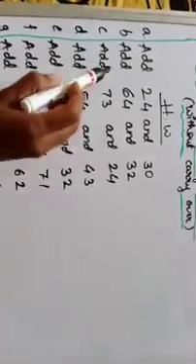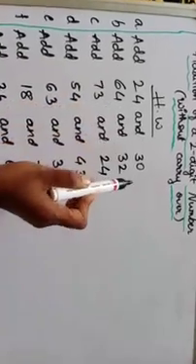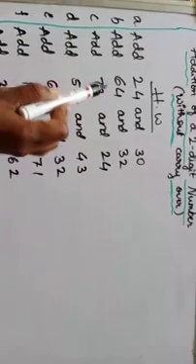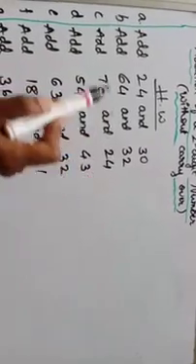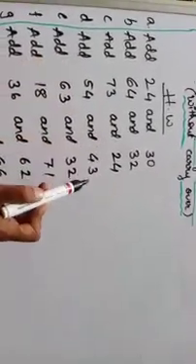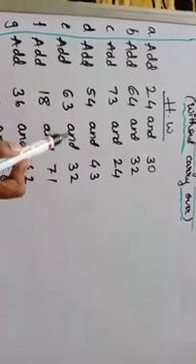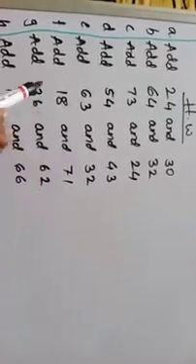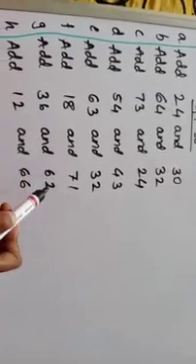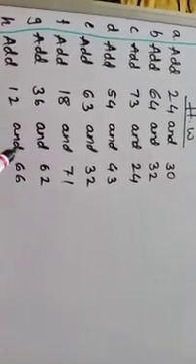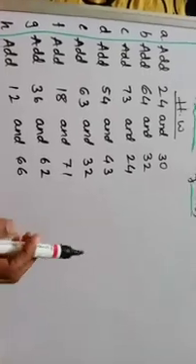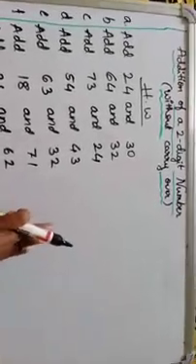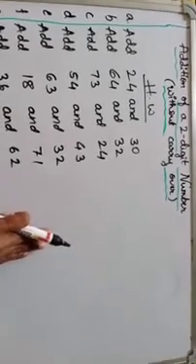Okay. The first one is add 24 and 30. Add 64 and 32. Add 73 and 24. Add 54 and 43. Add 63 and 32. Add 18 and 71. Add 36 and 62. Add 12 and 66. So you have to find out the answers properly in your classwork book and you have to send them to me.